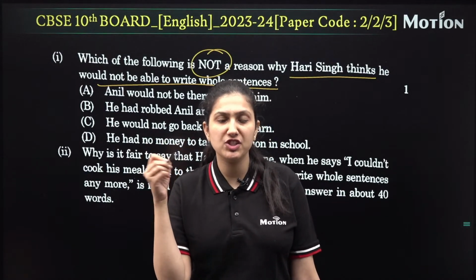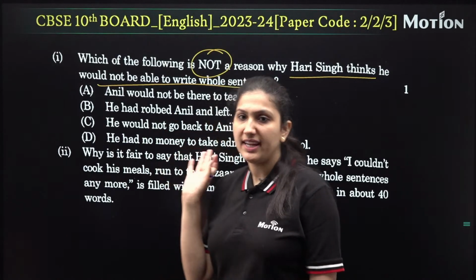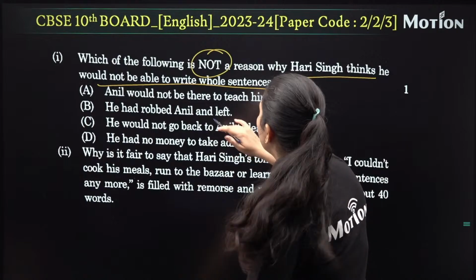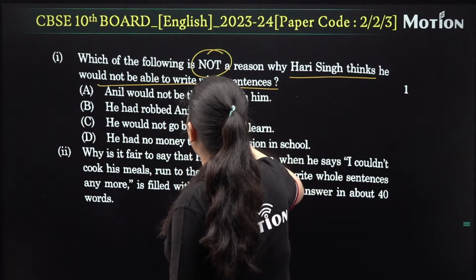Which reason is there? Which is the correct reason? So when you tick them, the remaining option will be the incorrect one. But for this, the correct one will be: Anil would not be there to teach him. Anil नहीं होगा पढ़ाने के लिए.